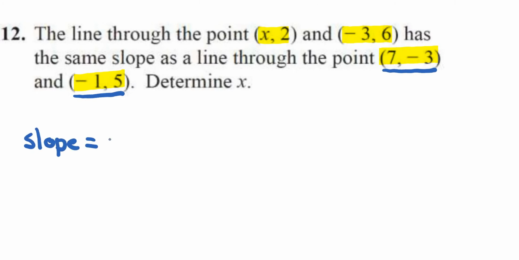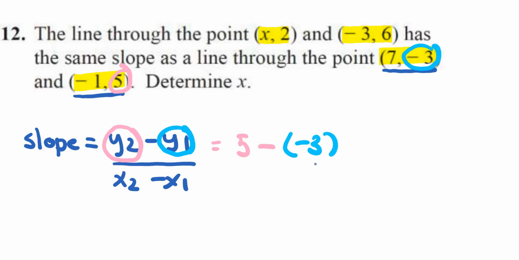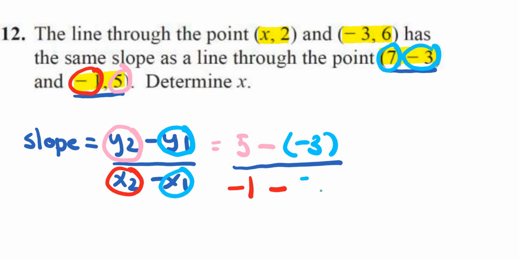So the slope is going to be y2 minus y1 over x2 minus x1. All right, so what is y2 in this case? Well, y2 is going to be 5. So 5 minus, and then what's the value of y1? Well, the value of y1 is going to be negative 3. So negative 3 in a bracket, all divided by, then what's the value of x2? Well, the value of x2 is going to be negative 1. So negative 1 minus, and what's the value of x1? Well, the value of x1 is 7.